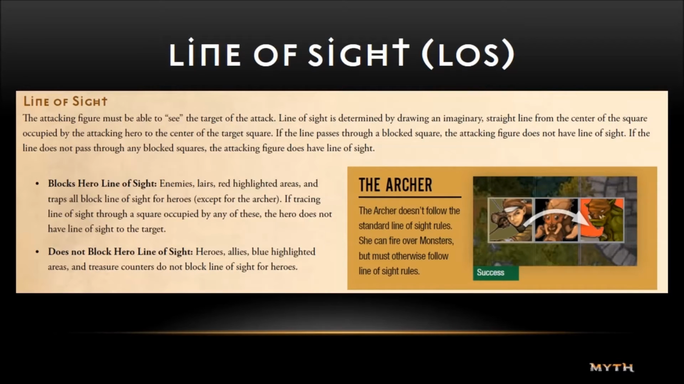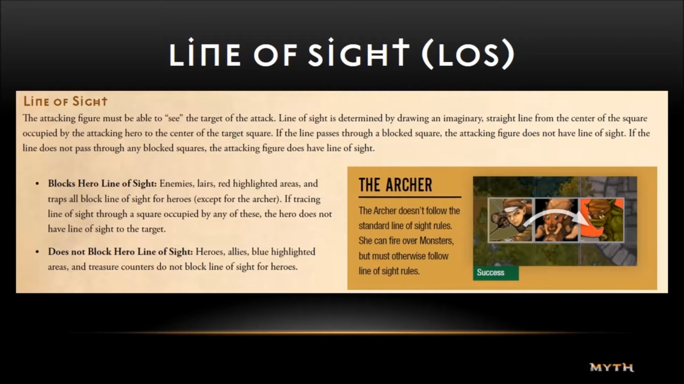What blocks line of sight? Enemies, lairs, red highlighted areas, and traps all block line of sight for heroes. This is true for all but the archer. The archer does not have line of sight blocked by monsters. So, as you can see in the diagram to the right, the archer does have the ability to see the grubber, even though its imaginary line drawn between the archer and the grubber does pass through a monster. The archer has the ability to see over monsters, but that's the only blocking element that she has the ability to see over or around.